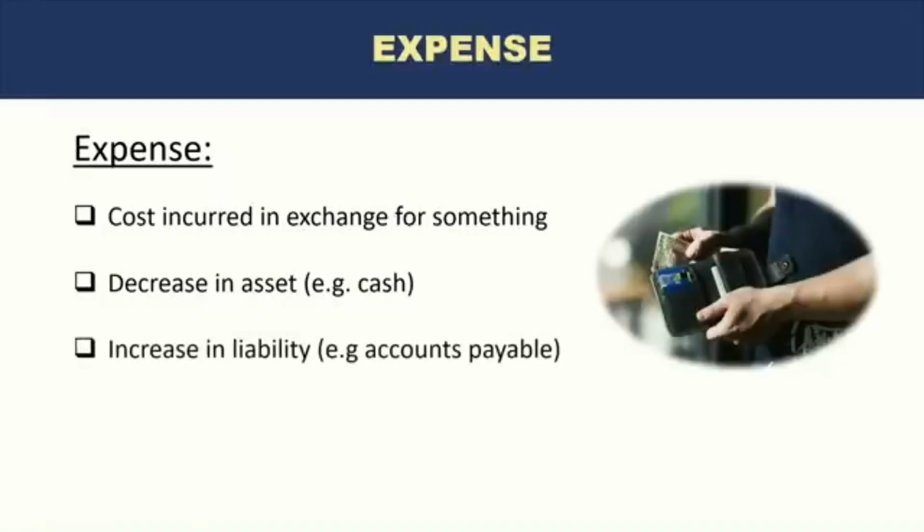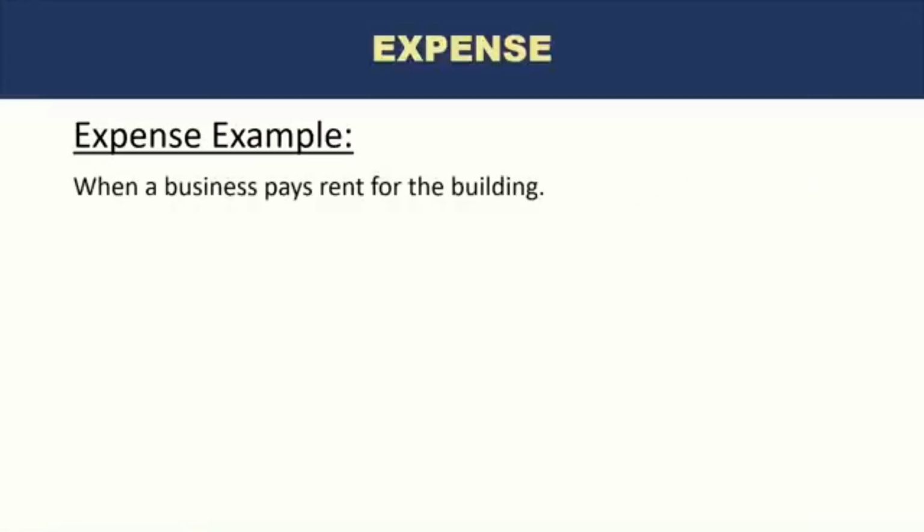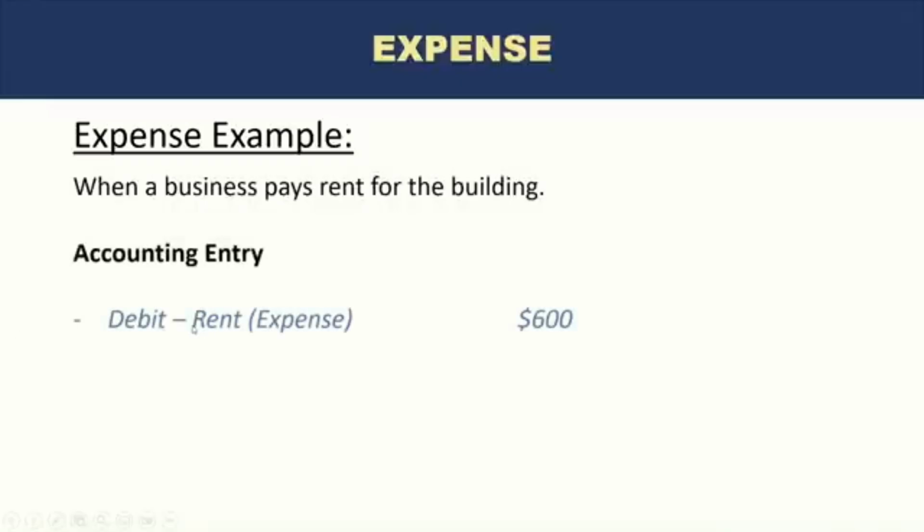It also can result in increase in liability. For example, accounts payable. So when the company purchases something on credit, it records an accounts payable liability, and it results in decrease in equity or profit. Finally, it's a debit entry when increased, credit when decreased. An example of expense: when a business pays rent for the building, accounting entry is debit rent. This is the expense, and credit asset, which is cash. So here you have the decrease in asset.